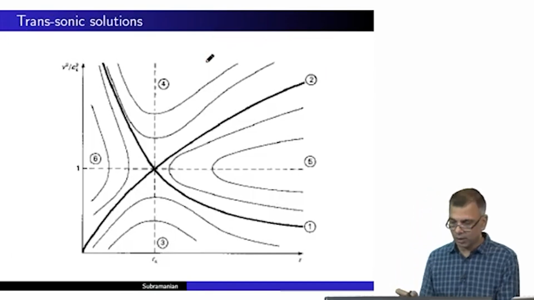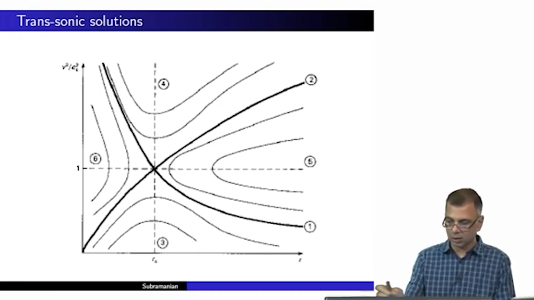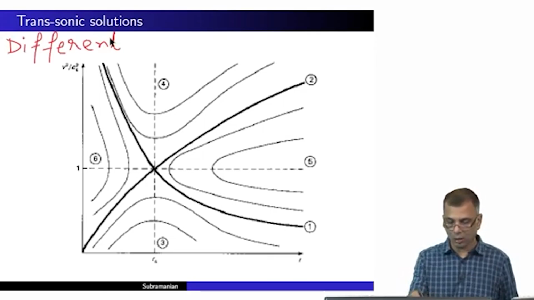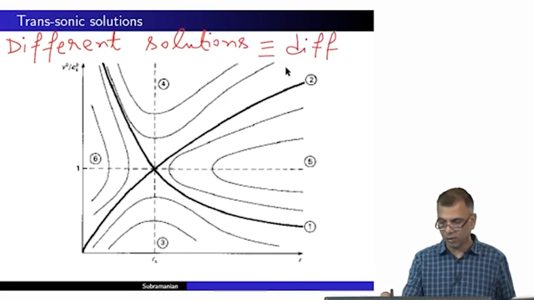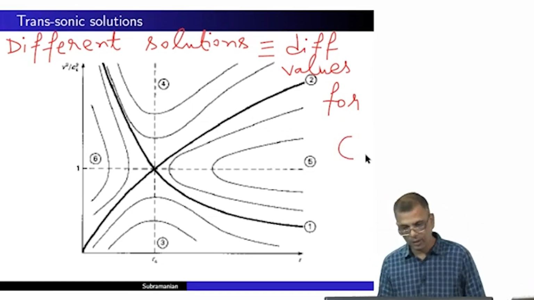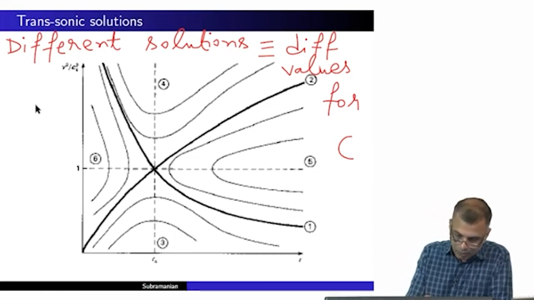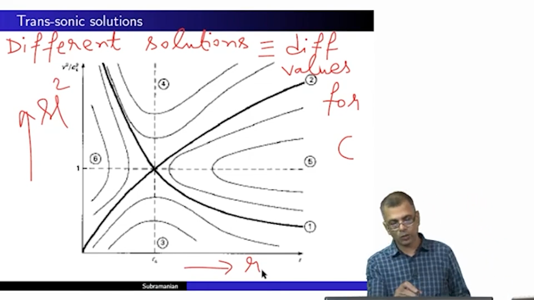So, the different kinds of solutions for different values for the constant of integration C. Okay. So, there are several different kinds of solutions here, and this is the square of the Mach number, and this is the radius. That is what is plotted here.